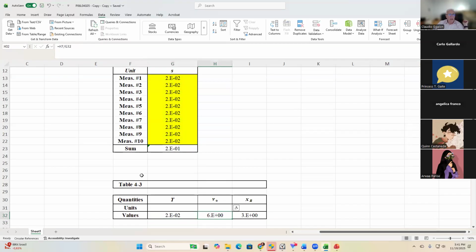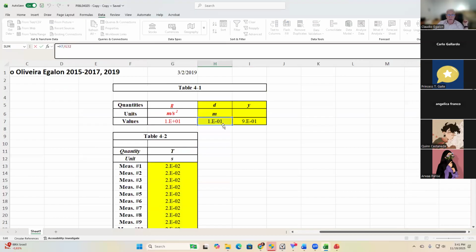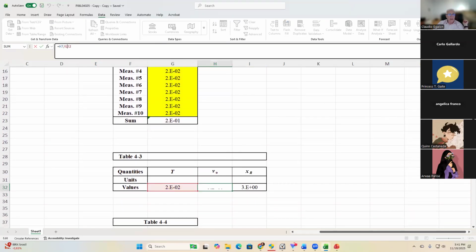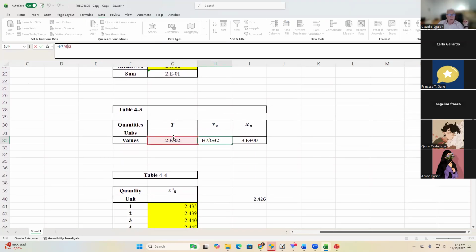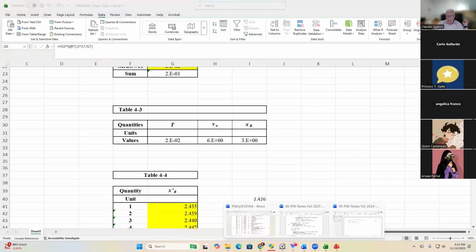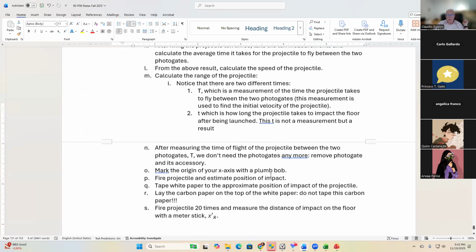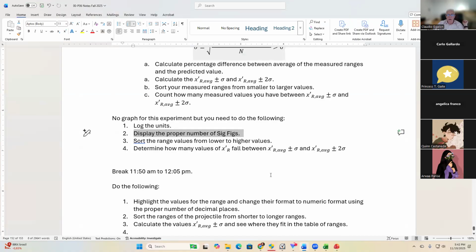Then what about this one, V0? V0 is H7 divided by G32. H7 is D. The unit of D is meter. Divided by G32, the unit of G32 is seconds, right? So you put the unit here for V0. X range, right? Is that the equation that I wrote down in the notes here. Let's see, where's the X range here?